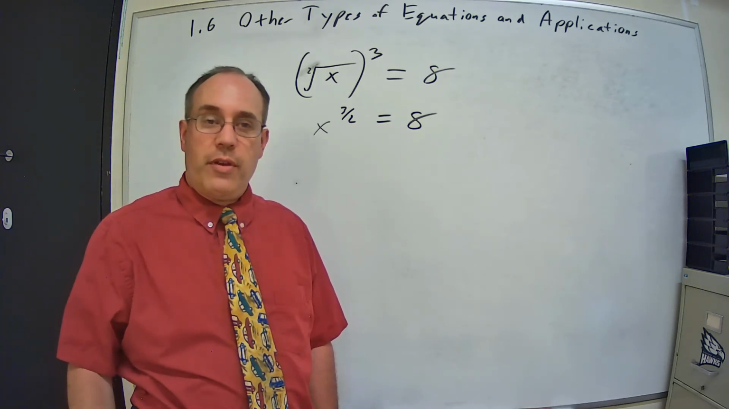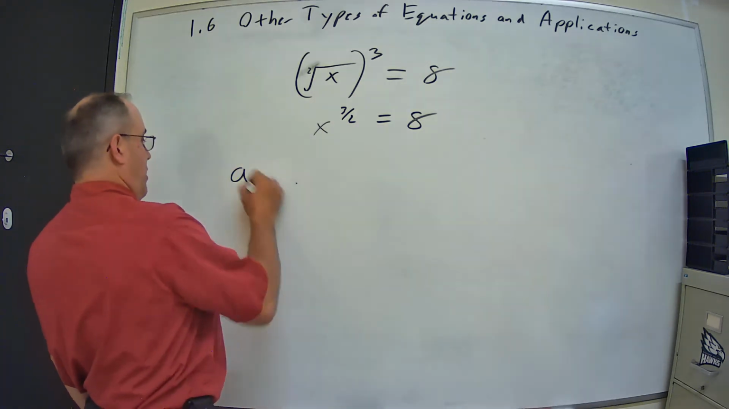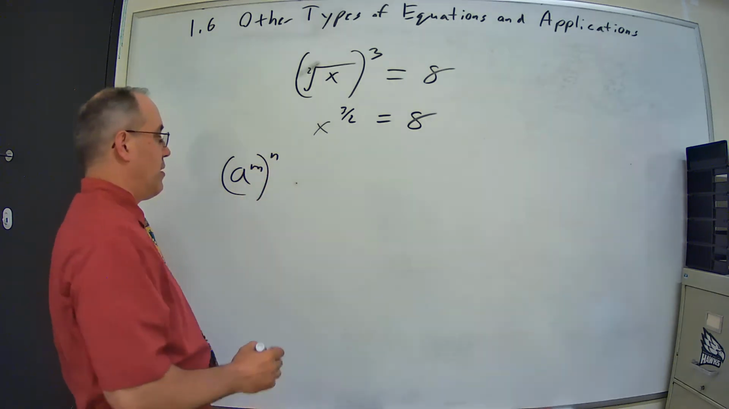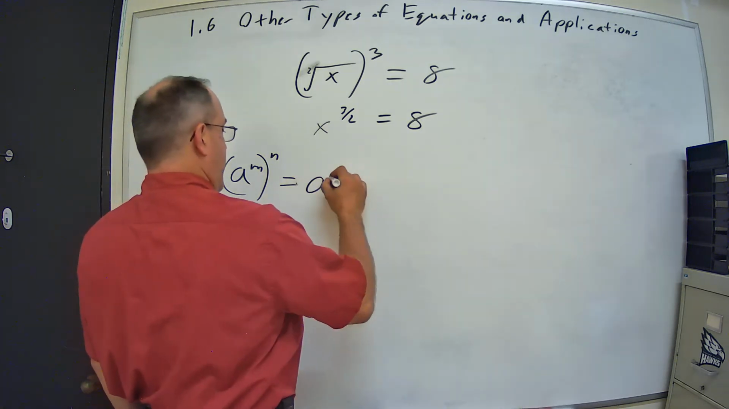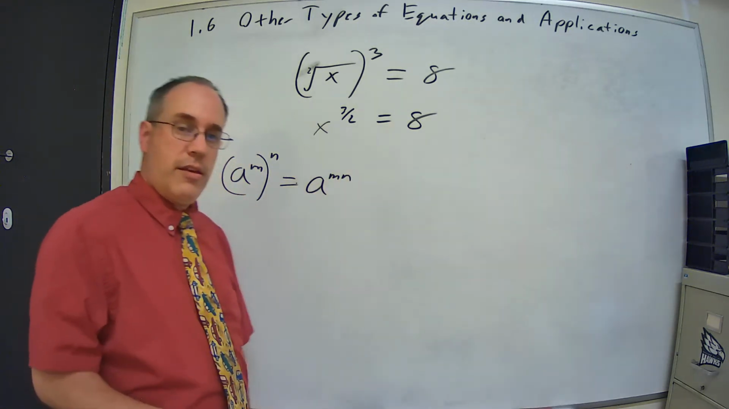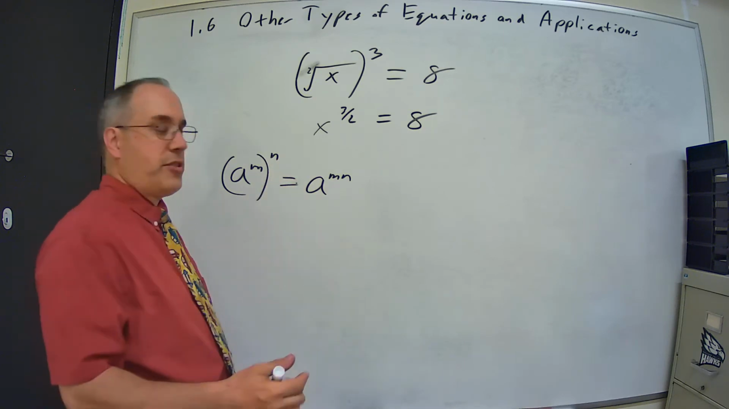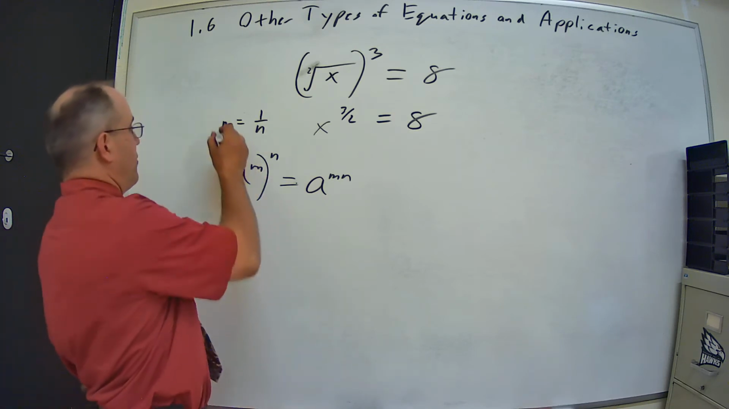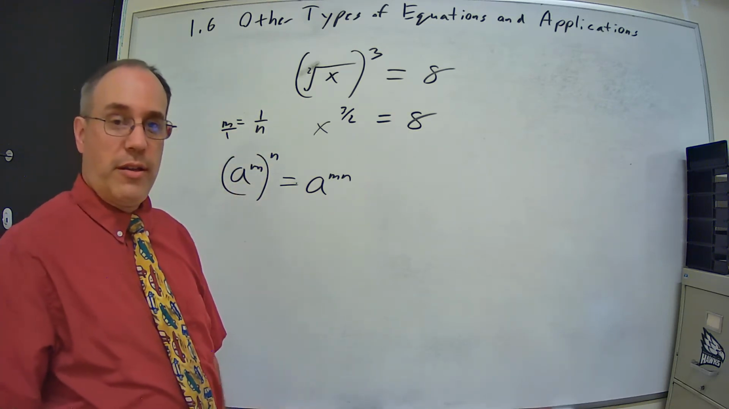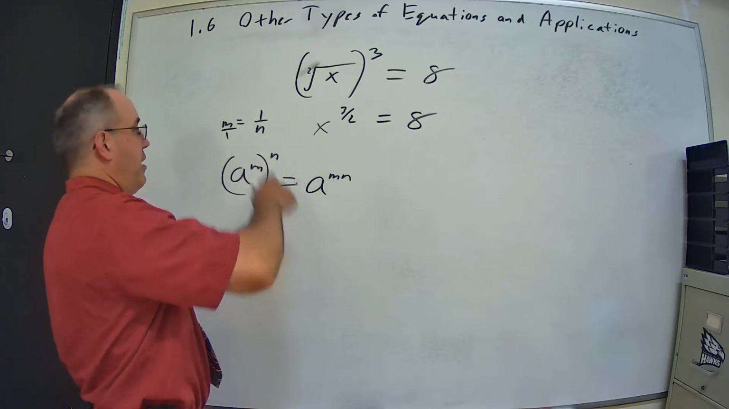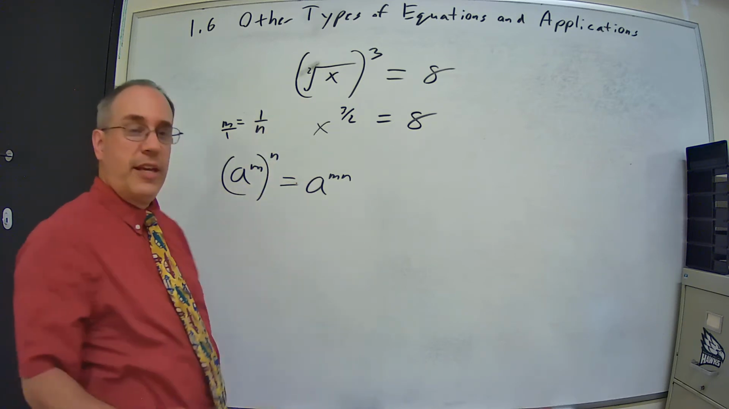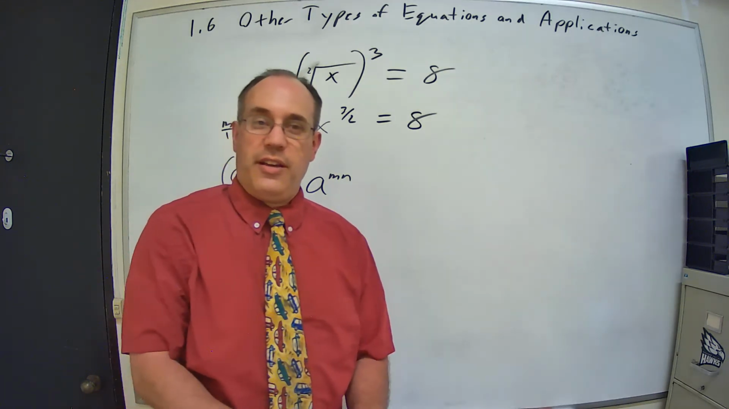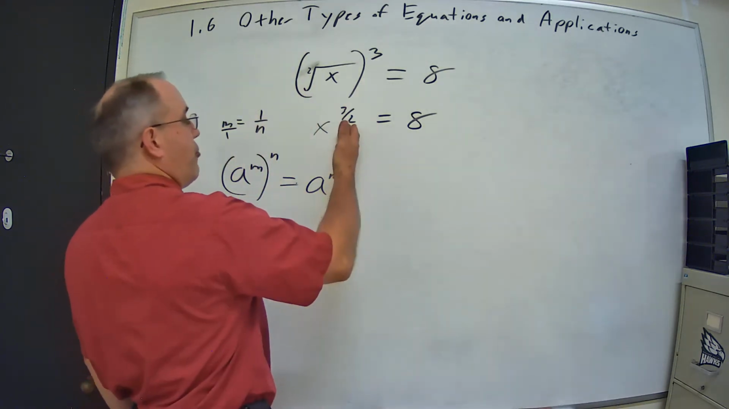reciprocal power. Remember, if you have a to the m raised to the n, then that's equal to a to the m times n. Well, if m and n are reciprocals, so if m is equal to 1 over n, you can even put that over 1 if it makes you feel better, then when you multiply them together, you're going to get 1, and that eliminates your exponent. So it's a pretty simple method that we can get rid of exponents like this.